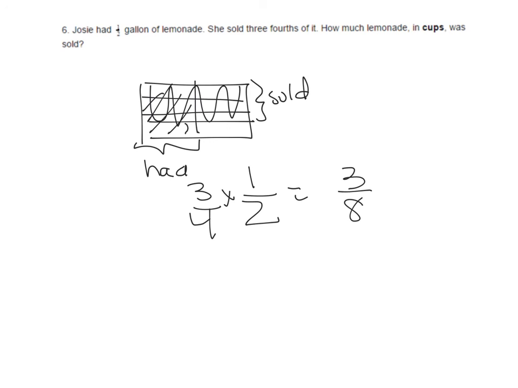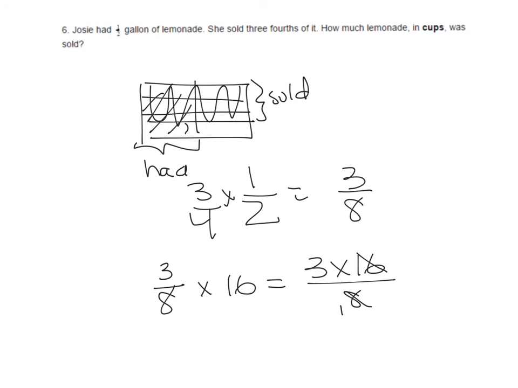Now, 3/8 is a gallon, and they want to know how many cups was sold, so we need to change this to cups. So we need to know how many cups are in a gallon. And looking at our reference sheet, we know that there are 16 cups in a gallon. So we need to multiply by 16 to get our answer. So we're doing 3 times 16 over 8. And I know that 8 and 16 can both be divided by 8, so I'm going to simplify first. And 3 times 2 is 6 over 1, which is equivalent to 6. So there were 6 cups of lemonade sold.